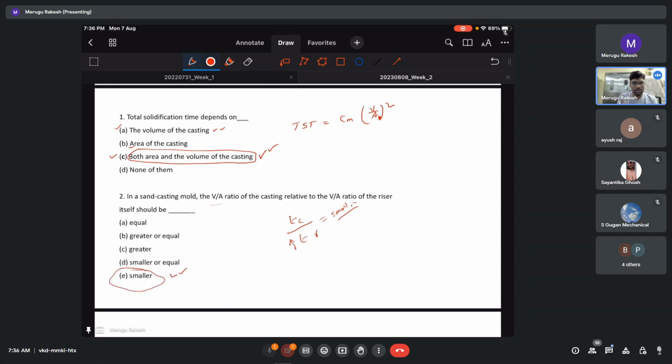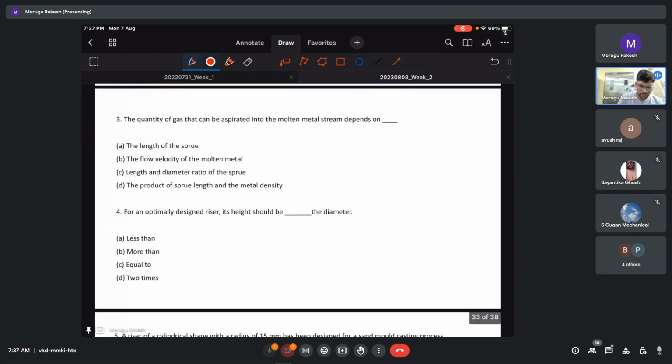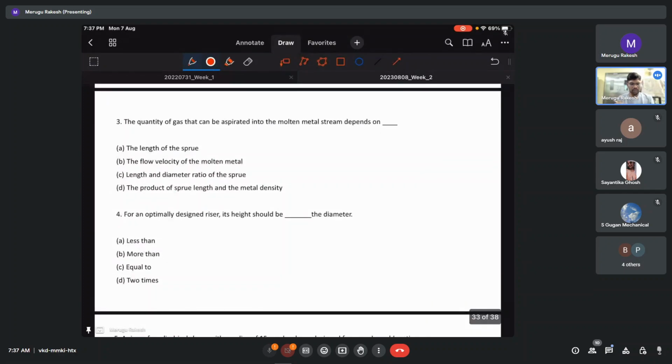If it is equal, what happens? Both will solidify at the same time, so there is no purpose of providing a riser. So it has to be smaller, that means it's less than one. So the solidification time of the riser is always greater than the solidification time of the casting. Okay, so option E will be the correct option in this case. Clear? So let's move to the next one. Try to solve this. Try to answer the question.